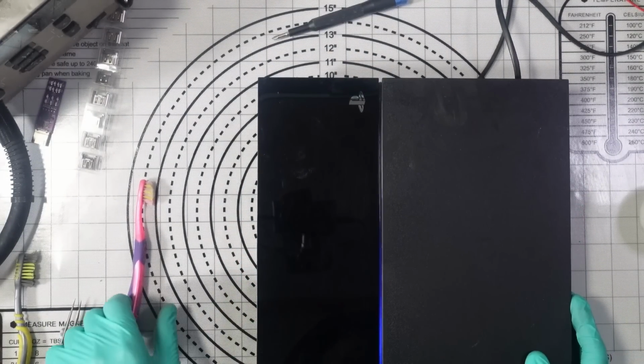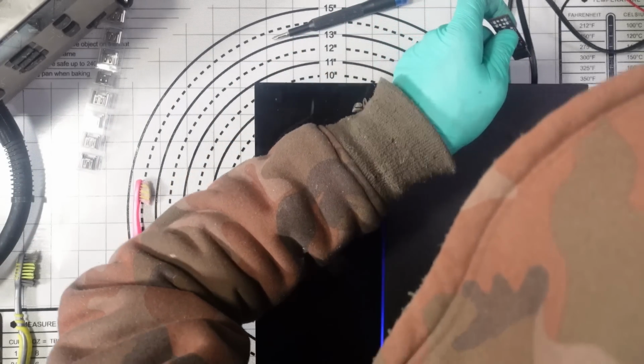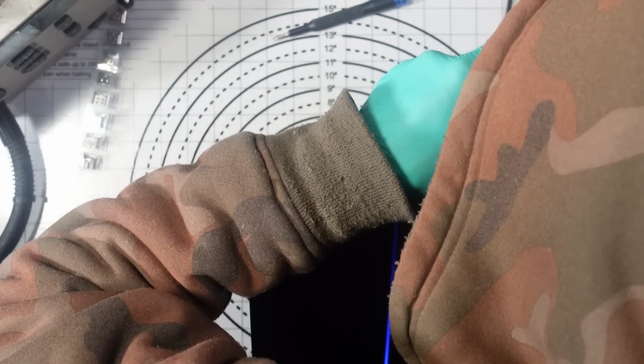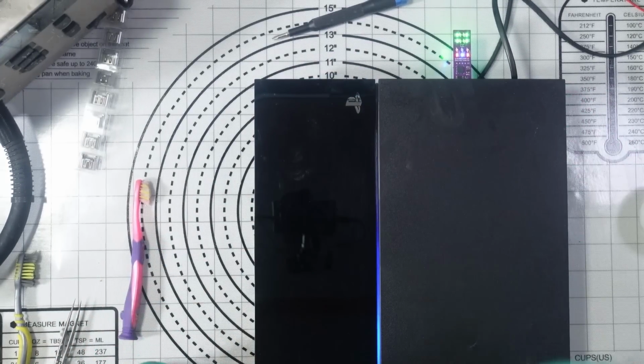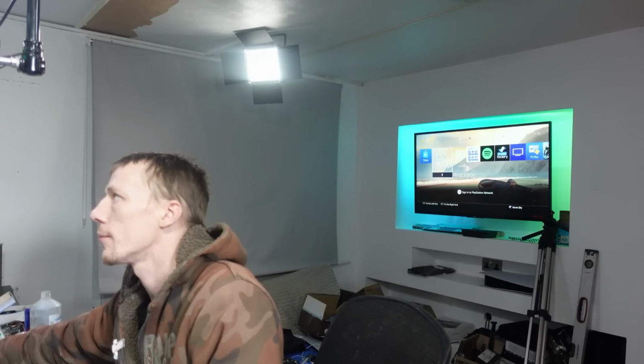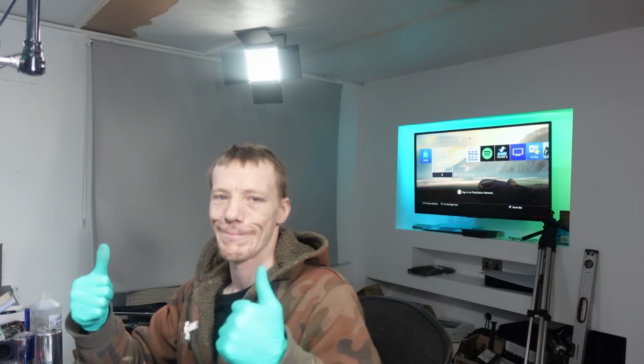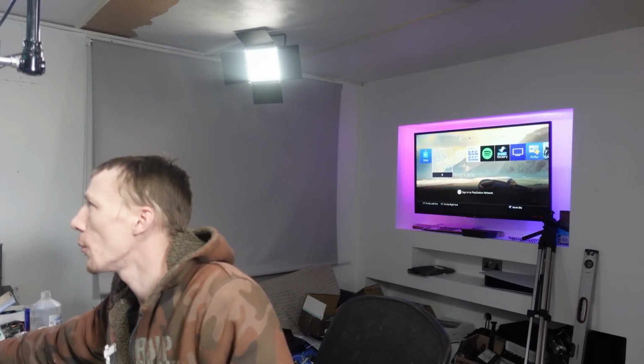Right, well, it still turns on. Get the HDMI tester. And there we go. Boom. There we go. One working PS4.